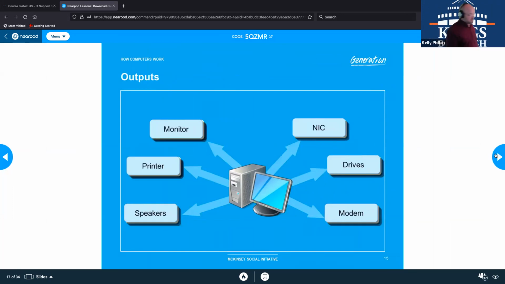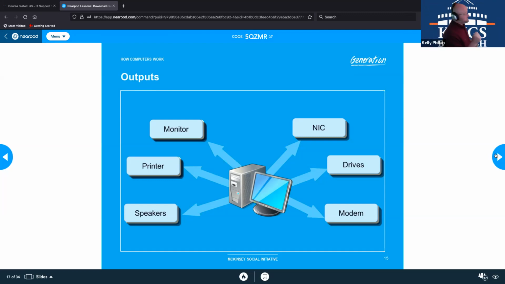Then you have output devices. So you see a monitor where you would look at the pictures or images created by your machine. You have a printer, you can print out documents and pictures for you to use. Speakers where we can hear sound. Drives where we can store things for long-term storage and later use. And then you probably recognize the NIC and the modem from the inputs, but they're here too, because they do both. You send information out over the internet and you receive information in from the internet. So it is both an input and an output.